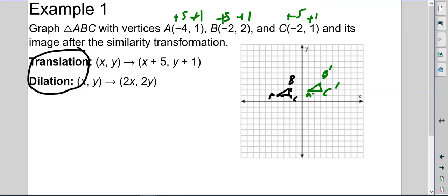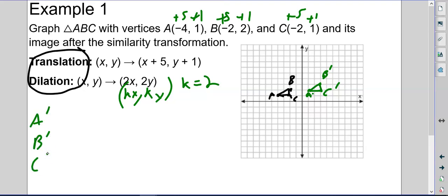Now, remember how we talked about kx and ky right here like this? Okay. It's kind of sloppy here. That means k is 2. That is my scale factor. So I'm going to multiply everything by 2. As I said before, it's not a bad idea to get in the habit of just writing down your points.